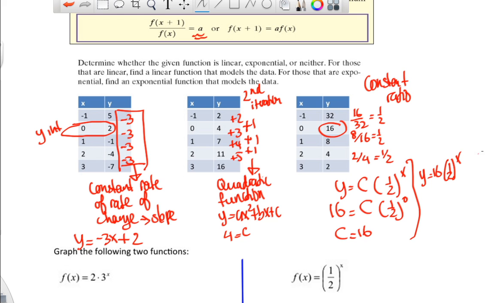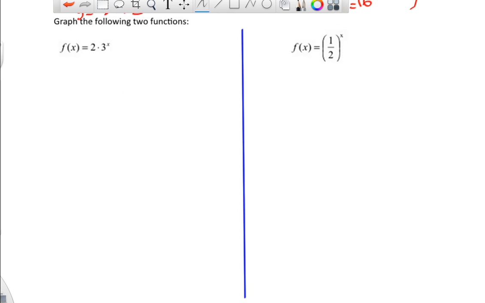Okay? Okay, moving on. Graph the following two functions. 2 times 3 to the x.